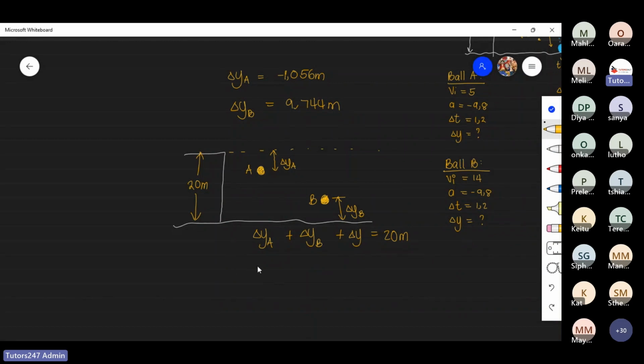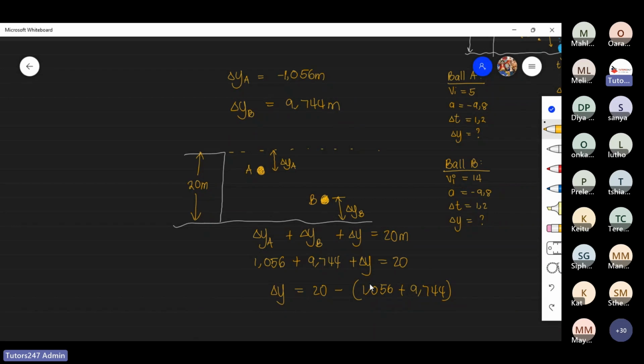So delta A we will substitute as 1.056, plus delta B we will substitute as 9.744 meters, plus delta Y, which is the piece that you kept, but we don't know the total. So all you do is move this to the right-hand side. So you end up with delta Y equals 20 minus 1.056 plus 9.744. Now put that into your calculator.